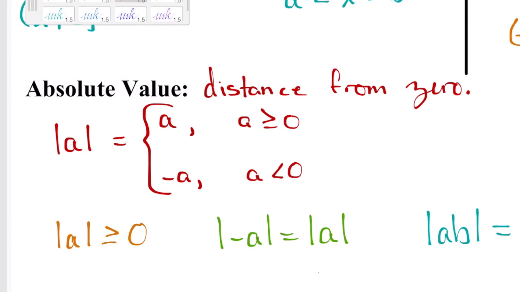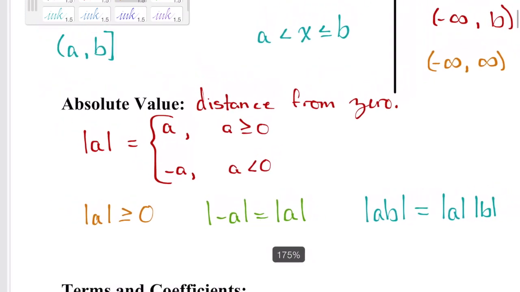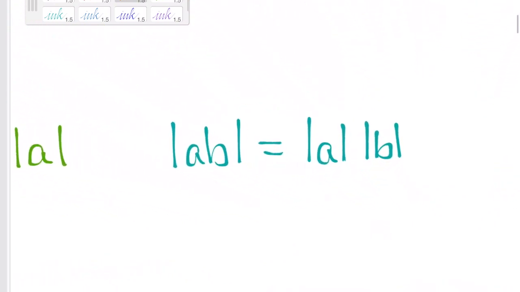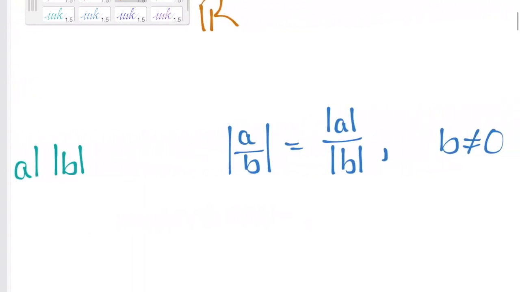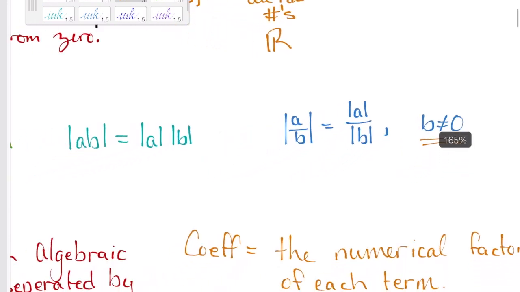So anytime we have an absolute value, it is a positive number. So if we have a negative value, it's going to be equal to that positive situation. If we have two numbers multiplying together inside of an absolute value, you can separate them and put them into their own absolute values. Same thing when it comes to dividing. Just keep in mind that we can't divide by 0. And that's something we're not allowed to do, that is undefined.